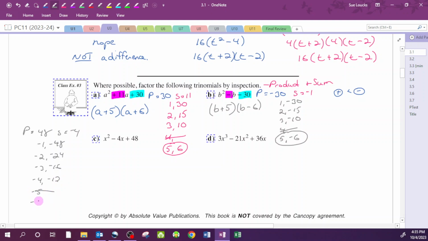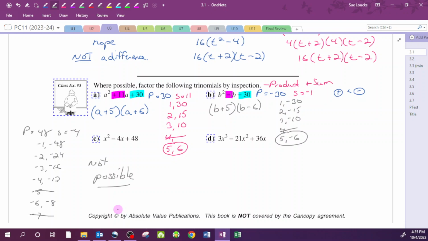That doesn't work. Minus 6 gets me minus 8. The next one I would try is negative 7. That doesn't work. The next one would be negative 8. So one of these has to work if anything is going to work. And none of them work. So this one is actually not possible. But I know that because I have listed every possible combination of two factors that get me a product of 48, and none of them work, so I can't do it.